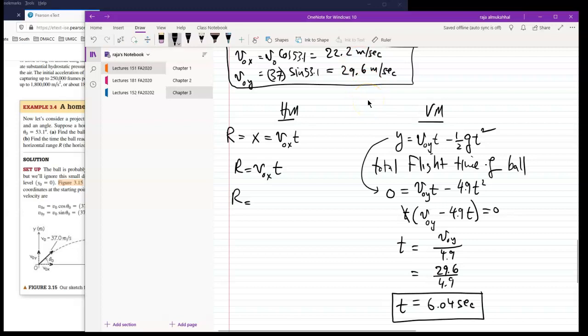So I have here 22.2 times 6.04. I'm going to calculate that, times 6.04. Answer 134.1. 134.1 meters. There we go. So the ball went this much distance, or it fell 134.1 meters away. You got it? Okay.